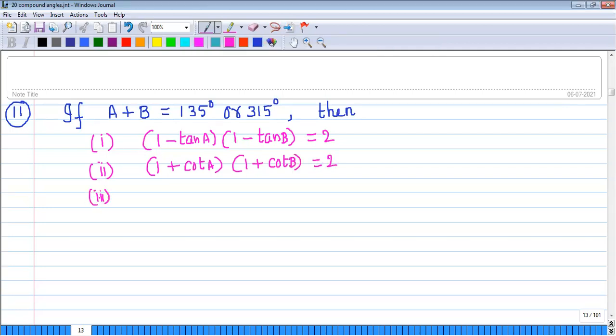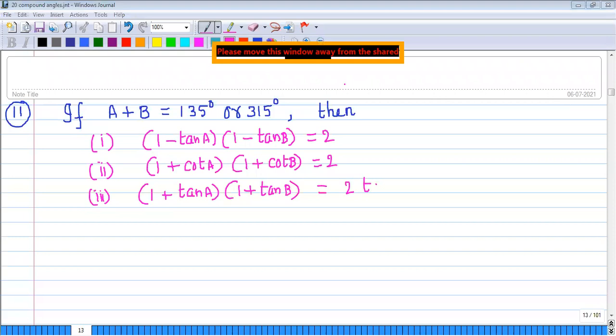Third, 1 plus tan A into 1 plus tan B equals 2 tan A tan B.